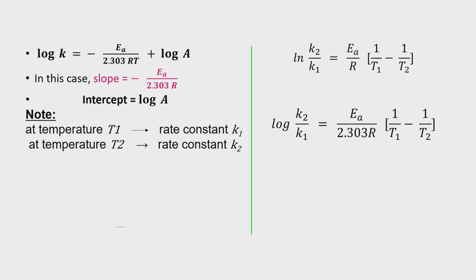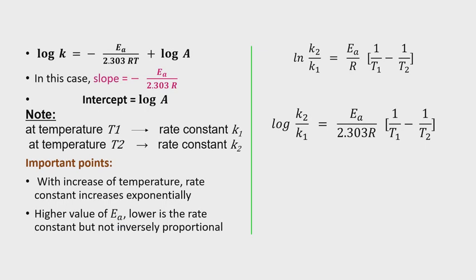Okay, next important point. With increase of temperature, rate constant increases exponentially. This is a very important point. Note it down, all of you. With increase of temperature, rate constant increases, but not linearly. Rate constant increases exponentially because K equals A into e power minus Ea by RT. E power is there, so it increases exponentially.